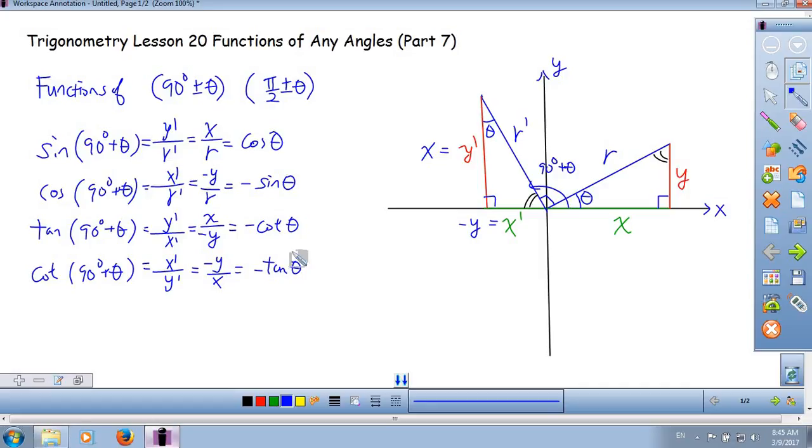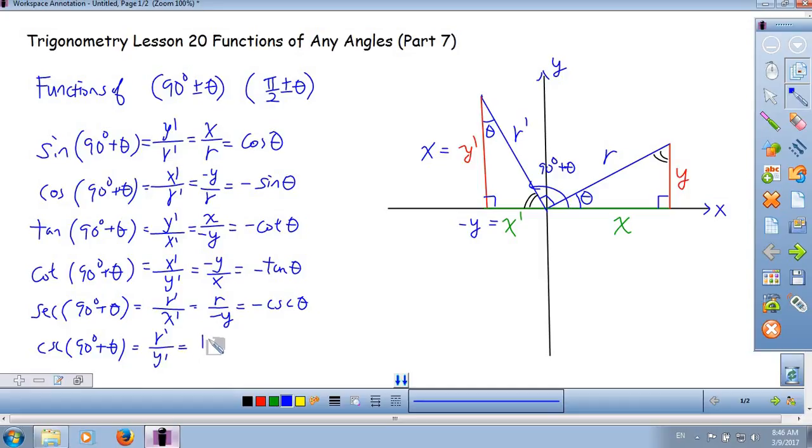So you can see the pattern here. Okay, let's go ahead and finish everything, and then we'll talk about the pattern. But pay attention to see what kind of pattern we're having. Okay, for secant, it will be r prime over x prime. So this would be r divided by negative y, equal to negative cosecant theta. Okay, and then cosecant of 90 degrees plus theta will be equal to r prime over y prime, but y prime is equal to x, so that's equal to secant theta.